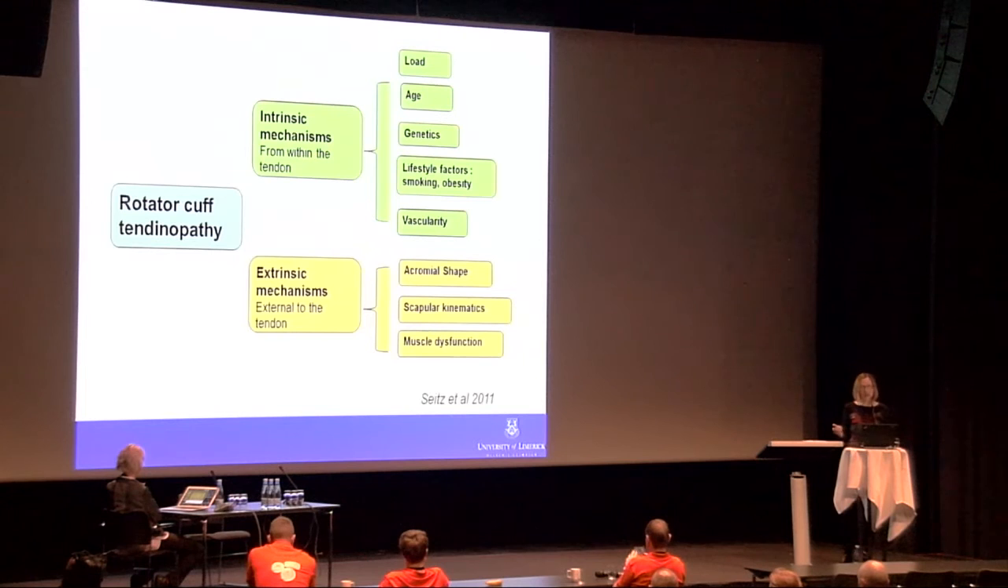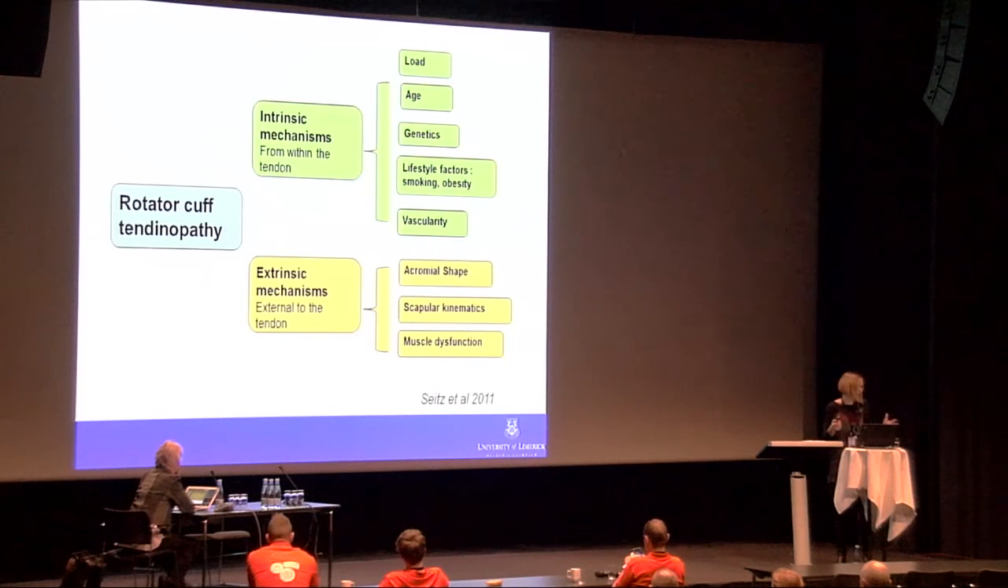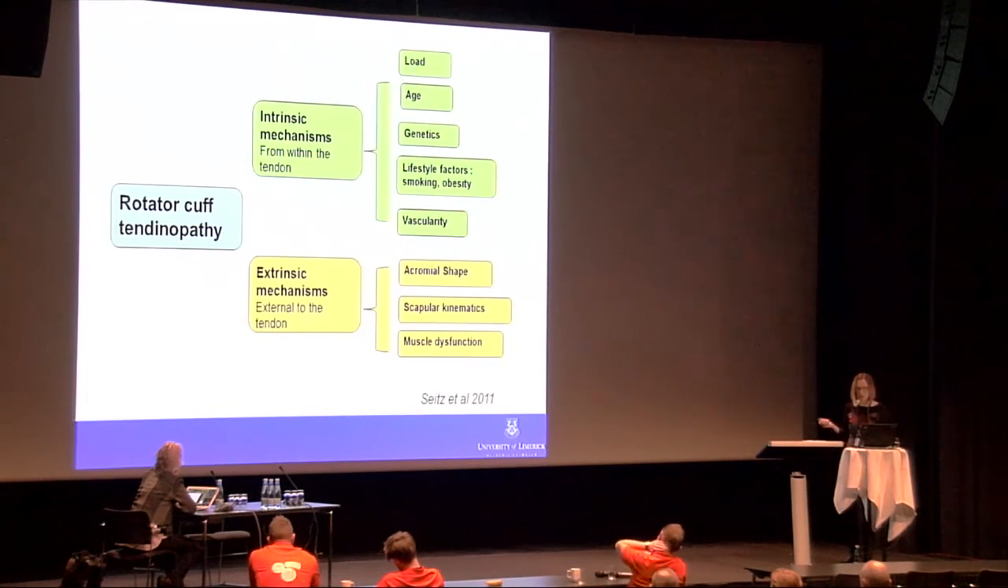Extrinsic mechanisms, things that are essentially external, and we're thinking more about biomechanical forces here, I guess. Things like acromial shape, scapular kinematics, and muscle dysfunction also being a key consideration when we think about external factors that might be influencing the rotator cuff tendons. And this work is nicely summed up in a paper by Amy Seitz back in 2011 in Clinical Biomechanics.